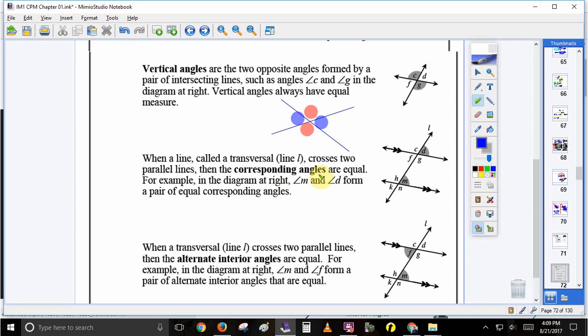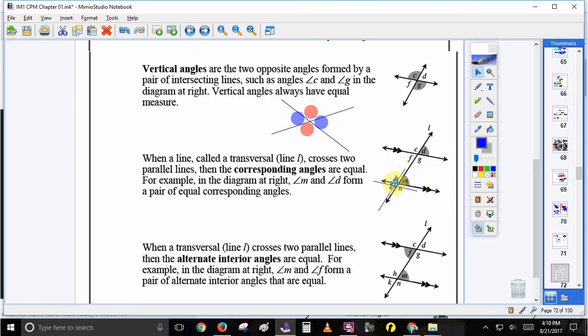Second one we have are corresponding angles. The way that I like to think about these is, if I were to take this set of four angles, let's see if I can do this here, I'm going to group these two together. And we're going to imagine that we take this group of angles and we slide it up this line L, which is called a transversal. And we're going to see which angles overlap with each other. The angles that overlap with each other are congruent and are called corresponding angles.